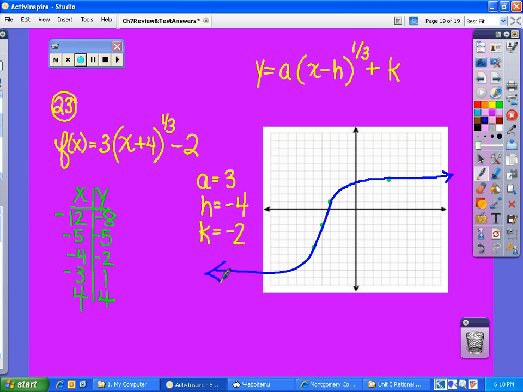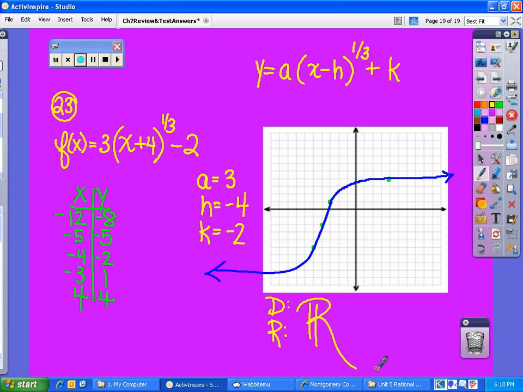Let's look at domain and range. Because this is a cube root function, notice it goes forever and ever in both directions, left and right. Also, it goes forever and ever in both directions, up and down. Therefore, domain and range, all real numbers.